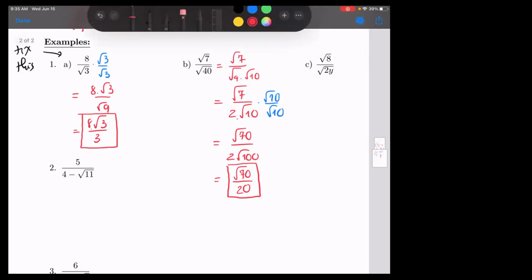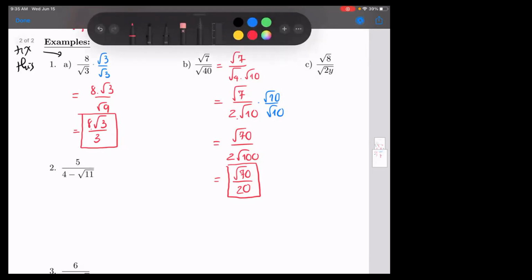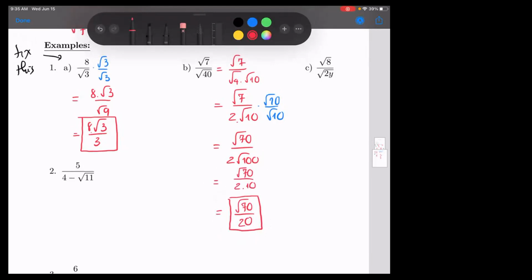Let me do one more step here. It's a square root longer.